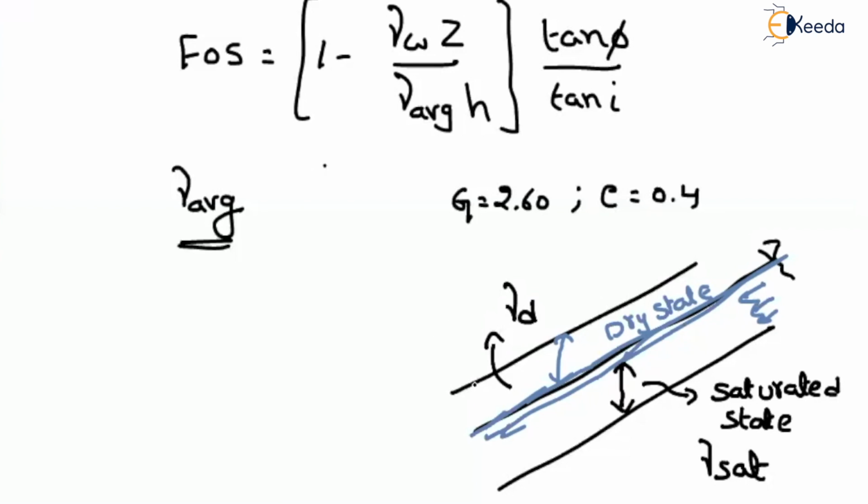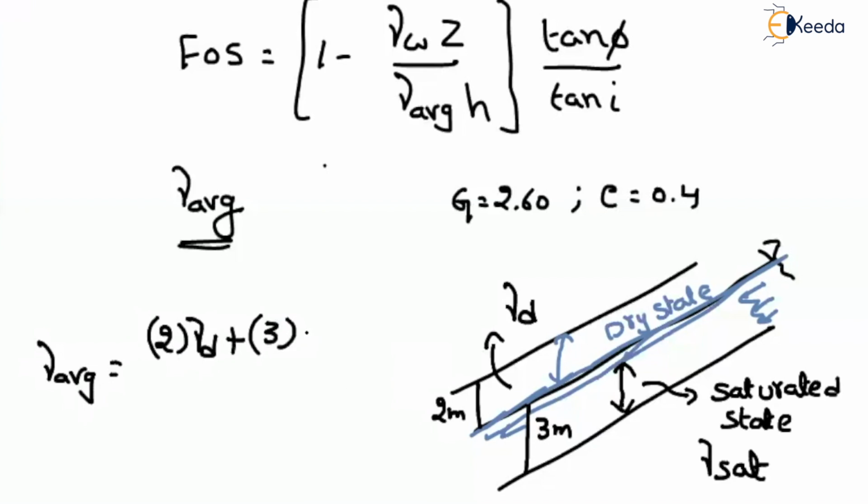Whatever the distance is, from here to here, if you observe, this is 2 meter. From here to here, if you see the problem, it will be 3 meter. So what about the gamma average value? How can we write it down? Gamma average is nothing but a weighted average. That means, what is the length up to which gamma D is acting? 2 meter. That means 2 into gamma D plus, what about the depth of the saturated soil? 3 meters. So 3 into gamma saturated, divided by the total depth of the soil. That will be 5 meter, isn't it?